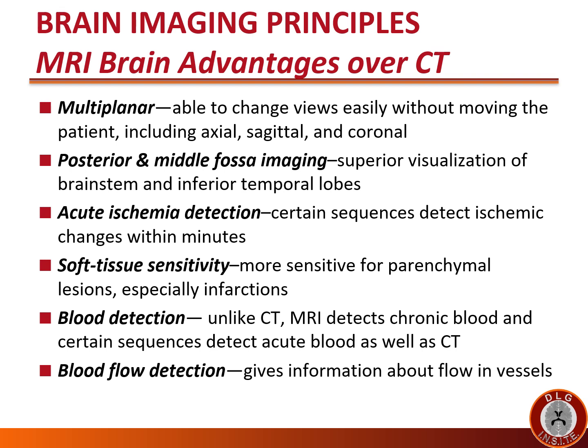MRI brain is superior for soft tissue sensitivity, more sensitive for parenchymal lesions, especially infarctions. MRI brain is better for blood detection. Unlike CT, MRI detects chronic blood, and certain sequences detect acute blood as well as CT. And MRI brain is better for blood flow detection. It gives information about flow in vessels that CT scan does not give.